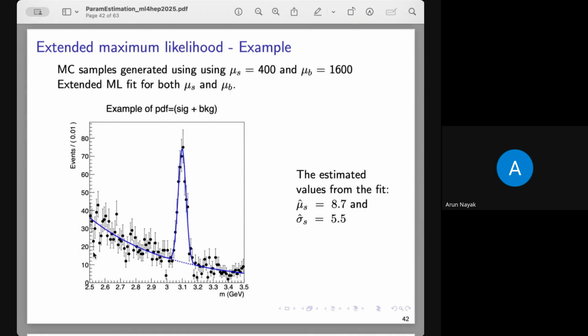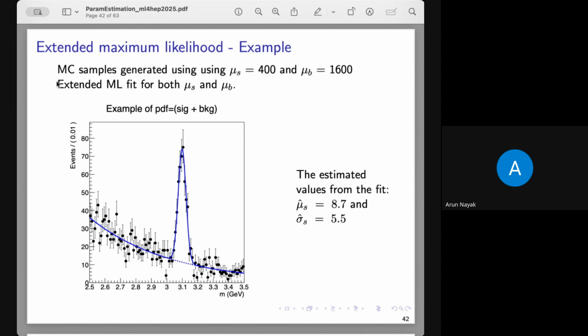So in this example, sorry, I think I missed writing this. I'll correct my slide here. So these numbers here should be changed. Here I generated an MC sample with mu_s 400 and mu_b, say, 1600. So total 2000 events.